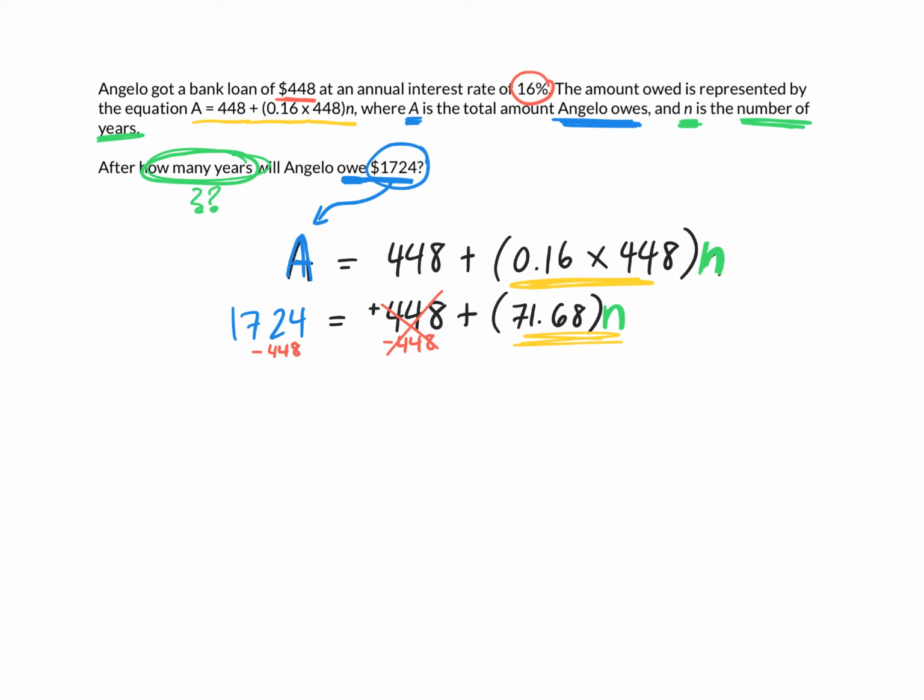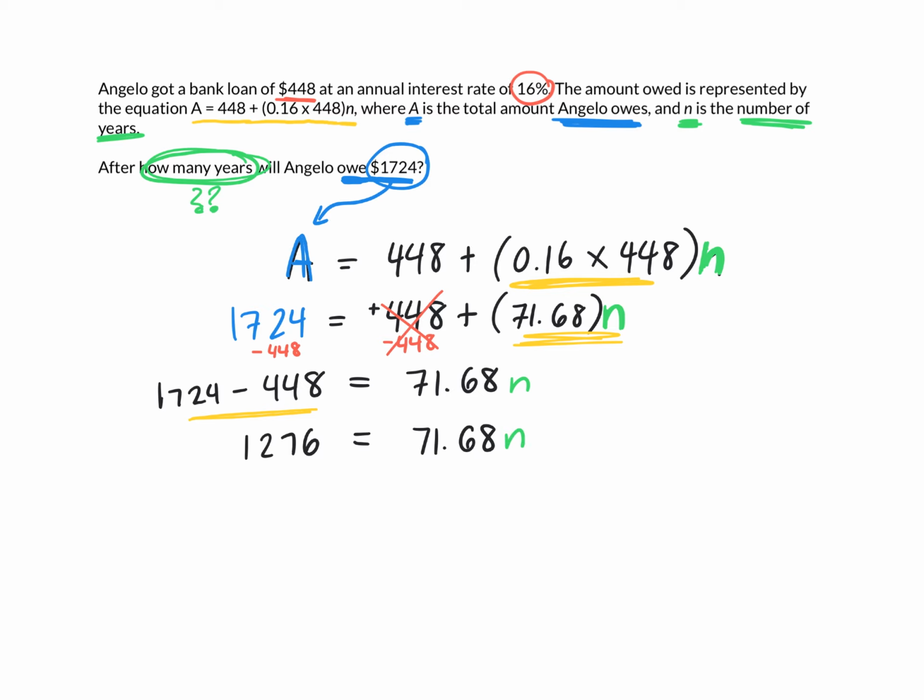So let's write 1,724 take away 448 is equal to 71.68n. Now let's simplify this. Let's calculate that. What's 1,724 minus 448? The answer would be 1,276, okay? And that's equal to 71.68 times n.